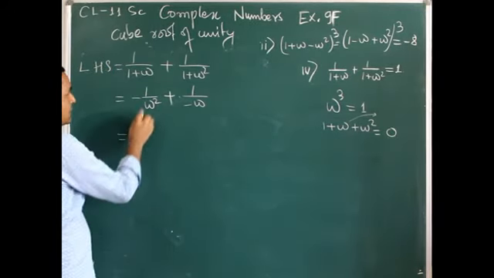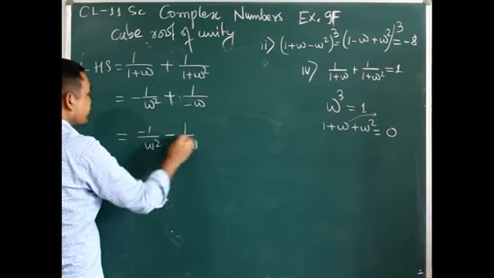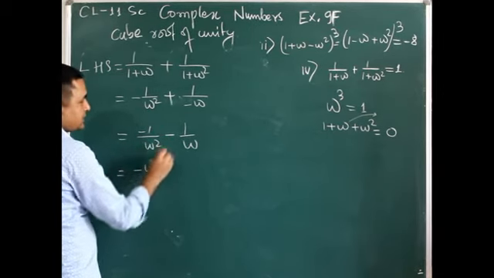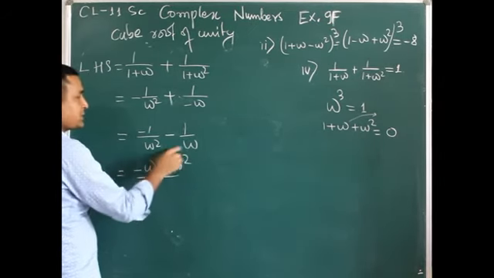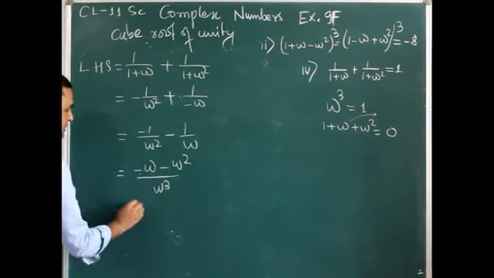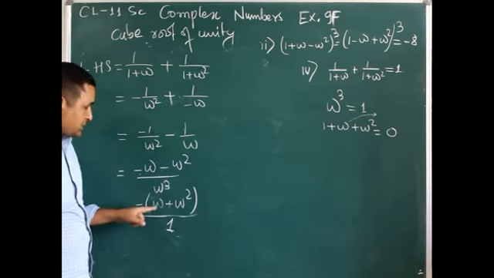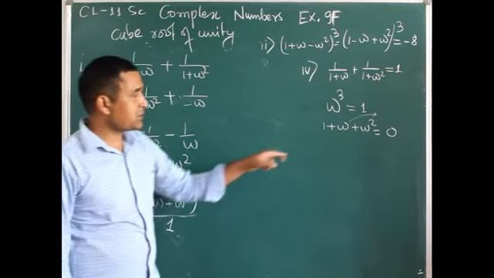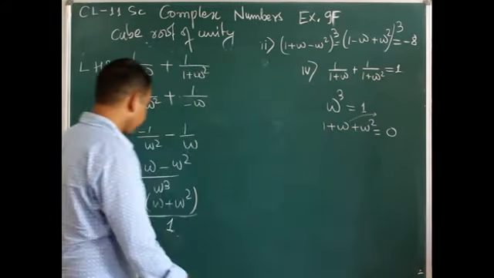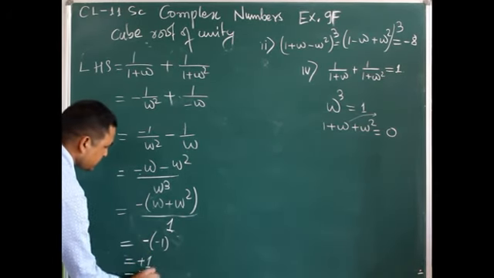Now let's simplify: −1/ω² plus −1/ω. Now let's do the cross multiplication. This is −ω and this is −ω², divided by ω² times ω, which is ω³. The value of ω³ is 1. That means we take the minus common: this is (ω + ω²)/1. What is the value of ω + ω²? ω + ω² = −1. So this is minus times −1, which equals +1, equal to the right-hand side.